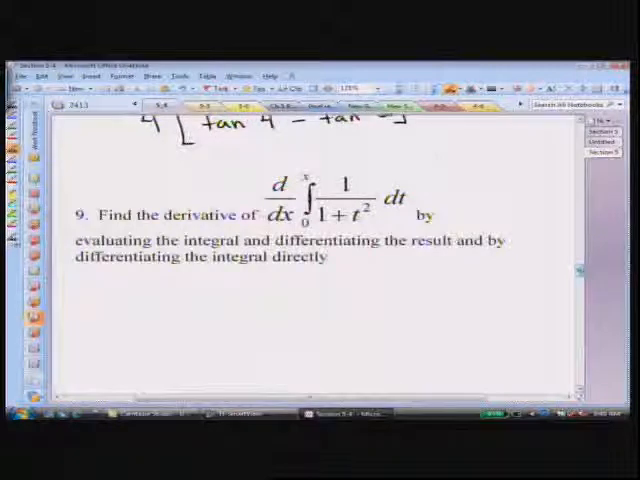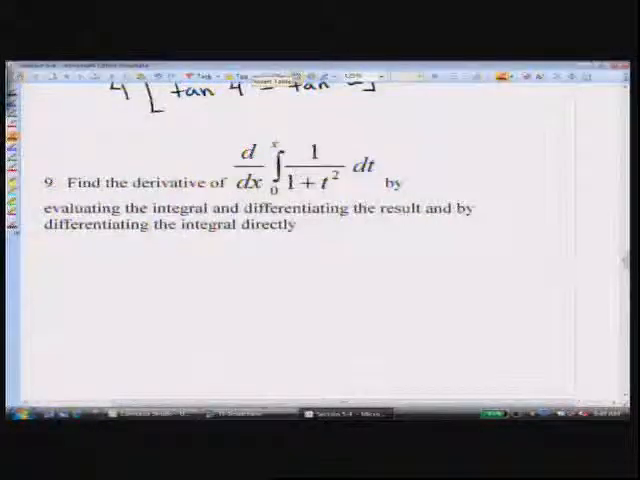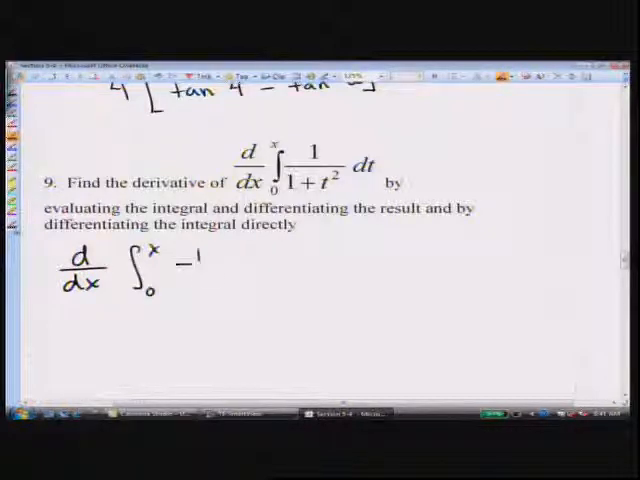Okay, so this is really cool. It looks scary, but it's actually really cool. It says find the derivative of this by evaluating the integral and differentiating the result, and by differentiating the integral directly. Okay, so I'm going to evaluate the integral and differentiate the result. So what they're saying is I'm going to work from the inside out. So first I'm going to compute the integral from 0 to x of 1 over 1 plus t squared dt. And then I'm going to take the derivative of it. Okay? So I just did this one.